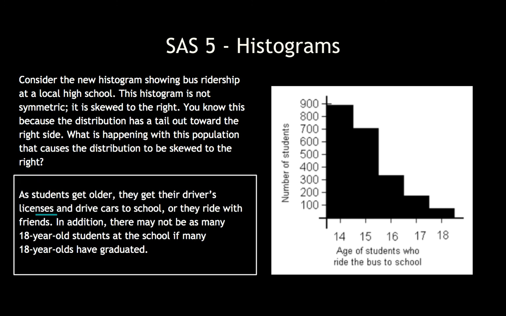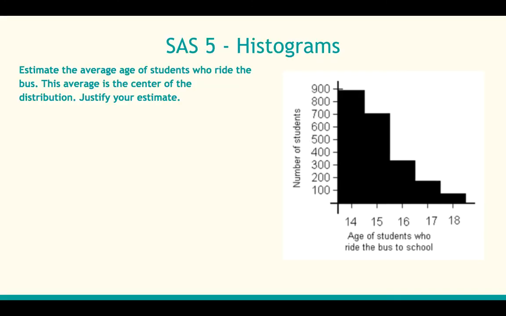Now, as the students get older, they get their driver's license and start driving to school, and that explains why fewer and fewer of those students ride the bus. Or they ride with friends. In addition, there may not be as many 18-year-old students at the school if some of them have already graduated.